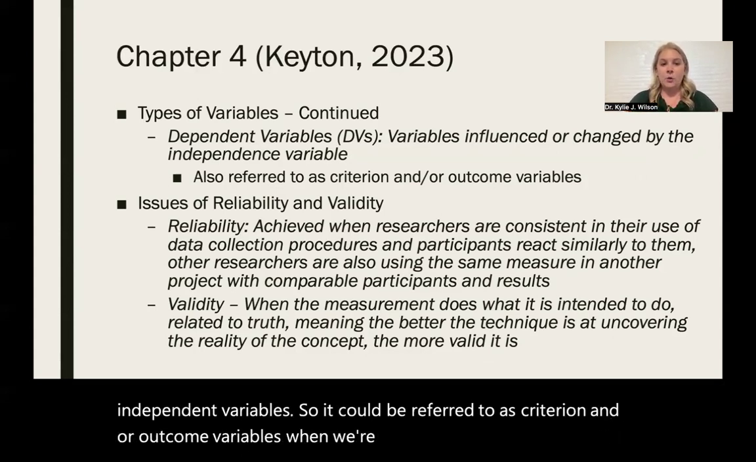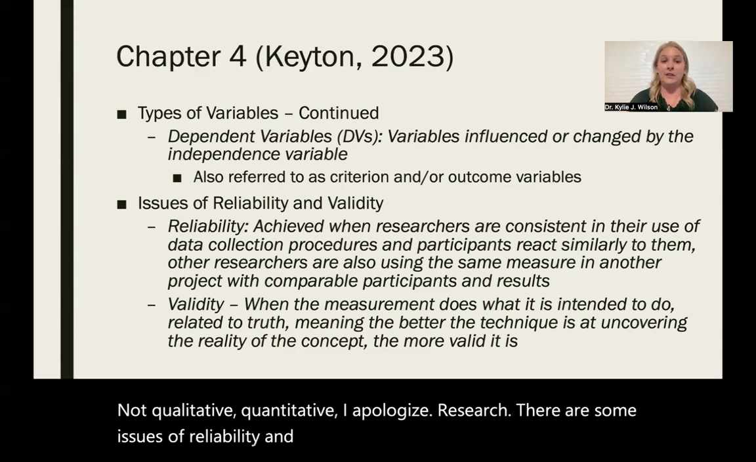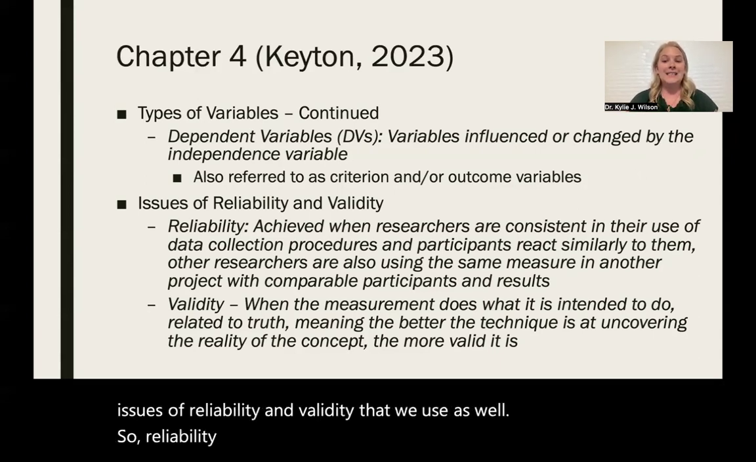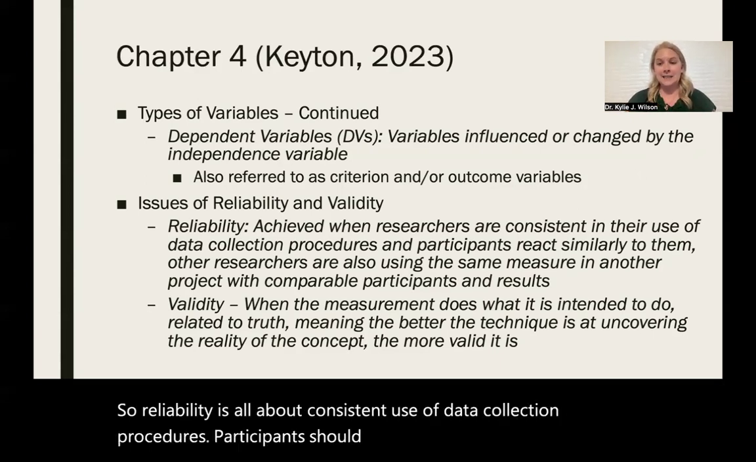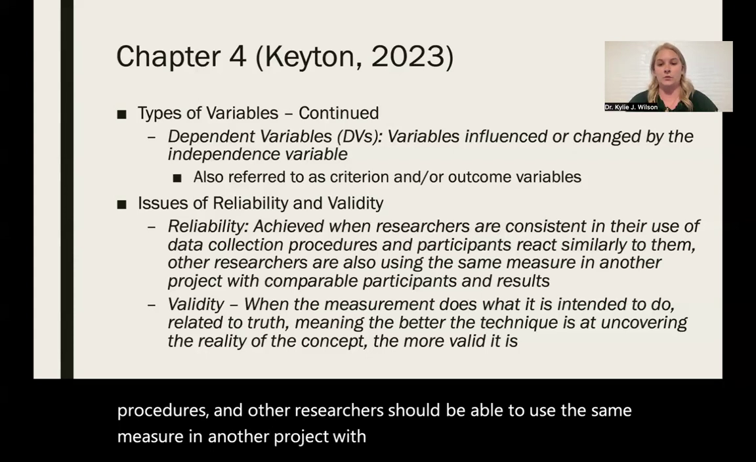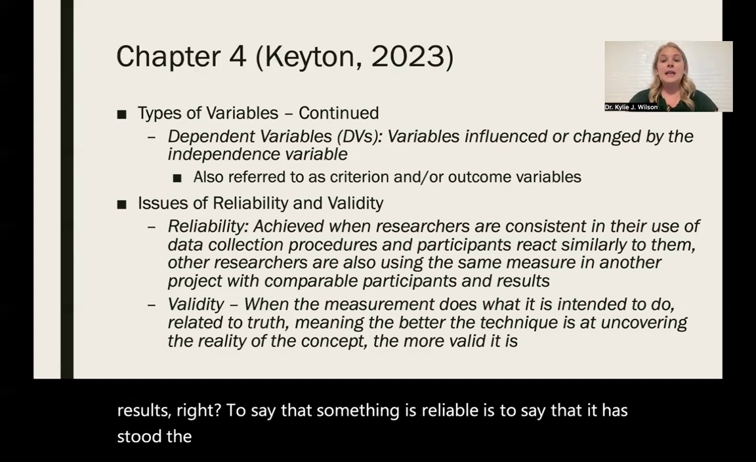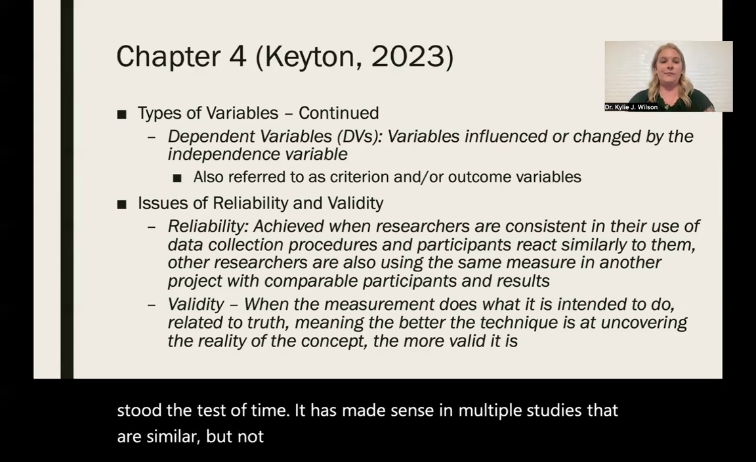When we're talking about quantitative, I apologize, research, there are some issues of reliability and validity that we use as well. So reliability is all about consistent use of data collection procedures. Participants should be reacting similarly to the procedures, and other researchers should be able to use the same measure in another project with comparable participants and results, right? To say that something is reliable is to say that it has stood the test of time. It has made sense in multiple studies that are similar but not the exact same.